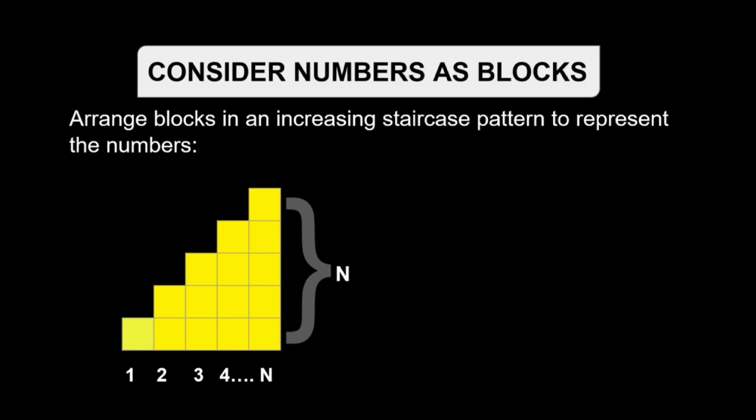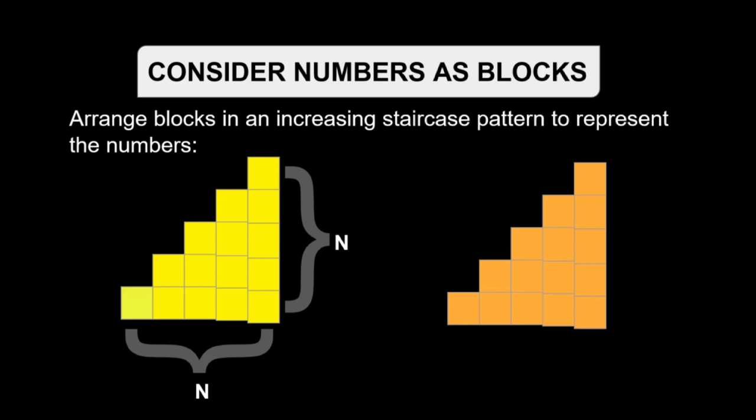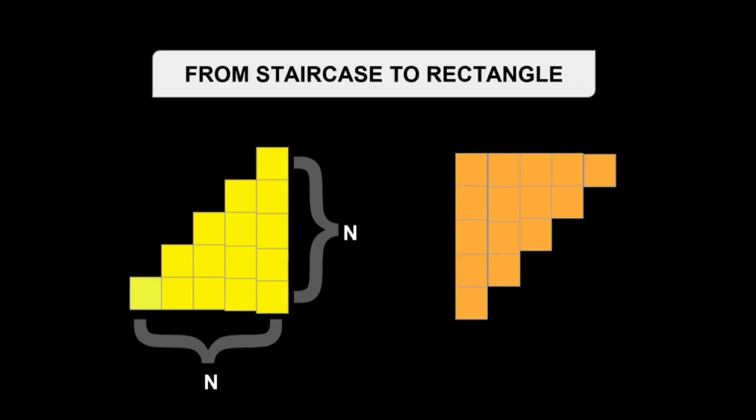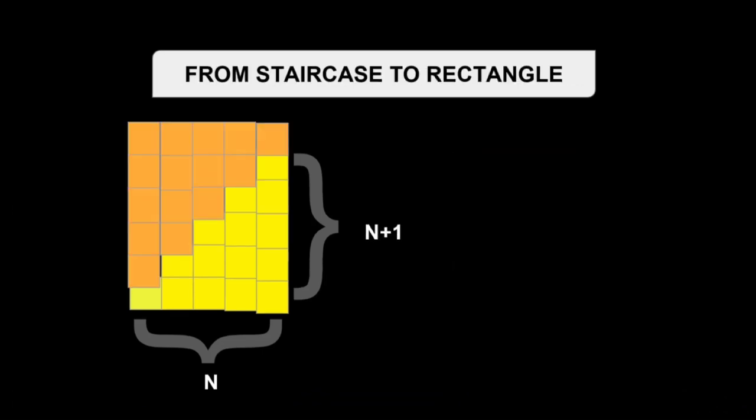Here you can observe clearly that we have arranged numbers in a staircase pattern to represent the numbers starting from 1, 2, 3, and so on up to n being the last specified number. Let's duplicate this staircase and flip this new staircase pattern. Now align it with the original pattern to form a rectangle.